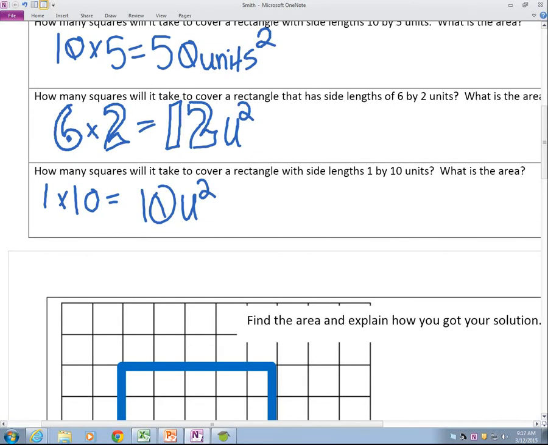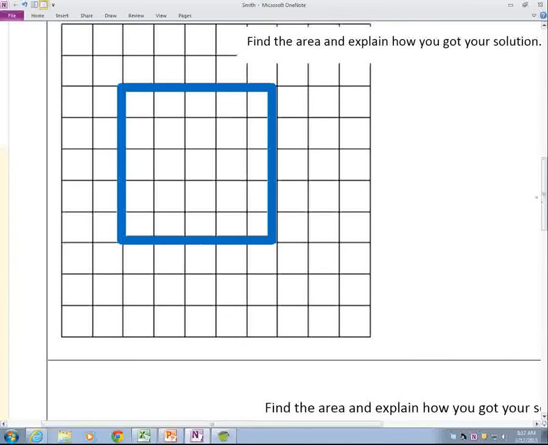Okay, so 12 squares. Then it says, continuing down on our notes, find the area and explain how you got your solution. Everybody has that page, right? Okay, so go ahead and do that one, please.